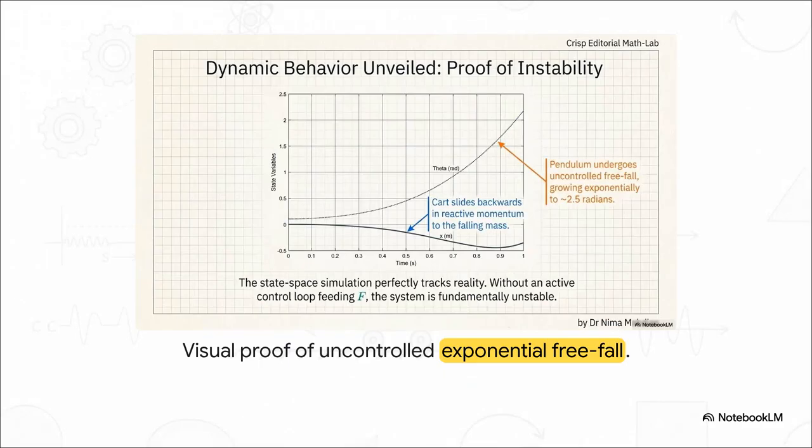And here is the undeniable visual proof of our mathematical labor. Look at this state space output over just a single second. The angular tracking shows the pendulum angle. As we completely expected from that tiny nudge, it undergoes uncontrolled exponential free fall, swinging way down past 2 radians. But look at the cart's position track. Without us ever pushing, the cart is actively sliding backwards in the negative x direction. Why? Well, because of the coupling term. Our math correctly predicted the reactive momentum. The falling mass is literally pushing the cart right out from under it.